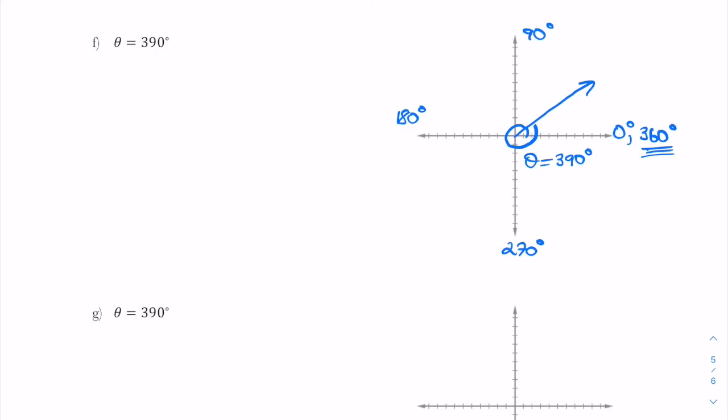In this case, the related acute angle, again, is the angle between the x-axis and the terminal arm. This would be 30 degrees.